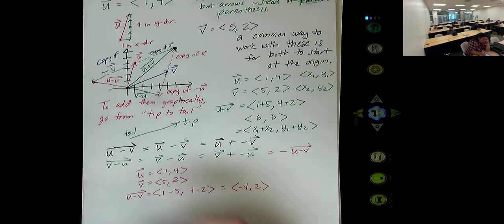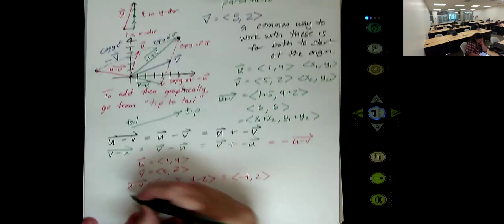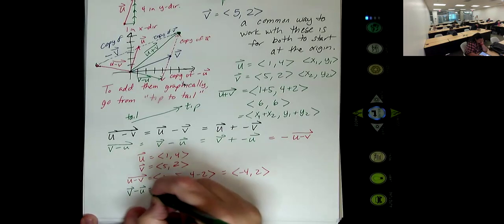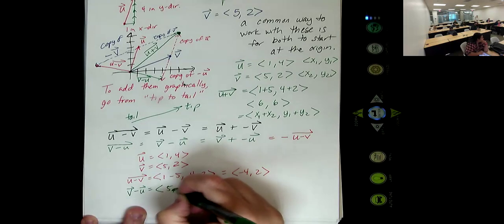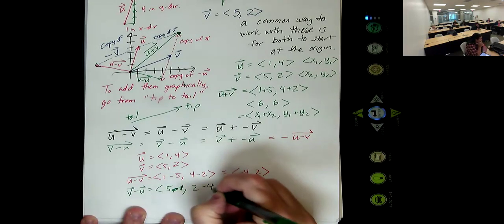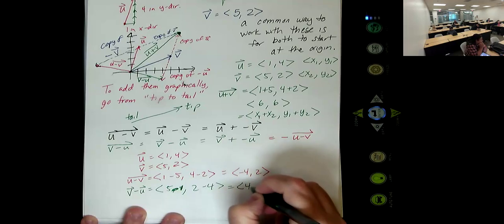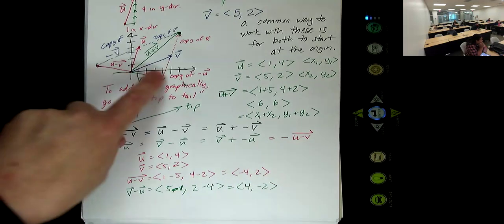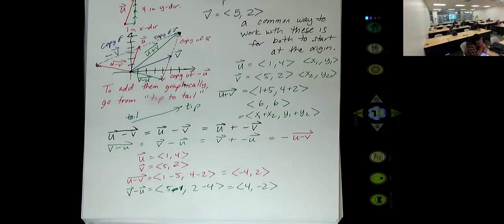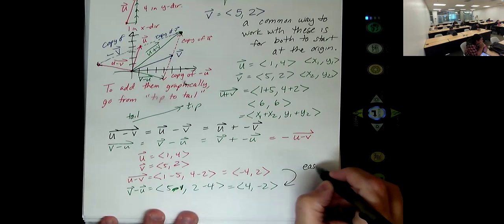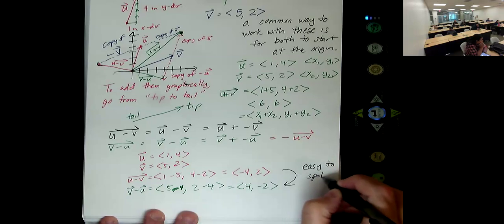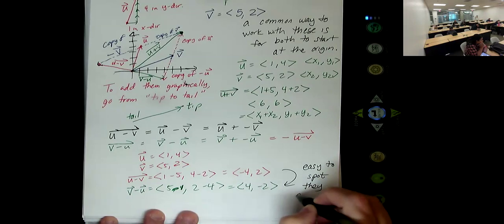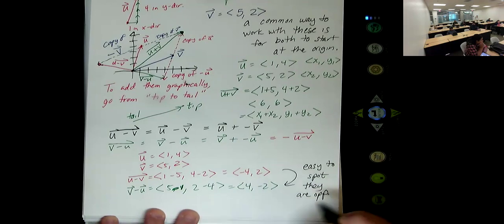If I did v minus u, I have 5 minus 1, 2 minus 4, is 4 comma negative 2. So write 4 down 2. When you have the numbers, it's easier to see. Easy to spot. One is the negative of the other, by the signs.